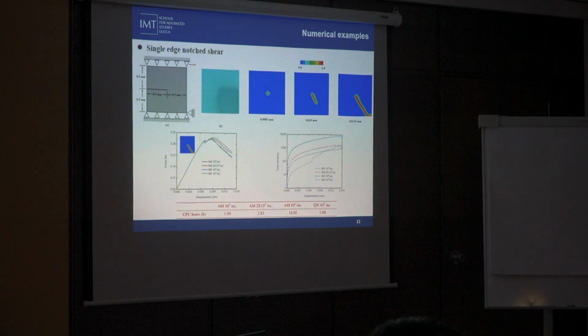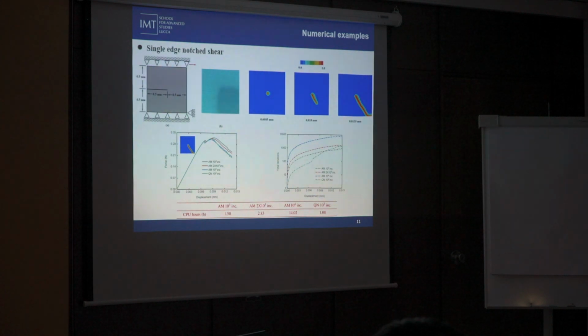As you can see, for the staggered scheme, it takes 1.5 hours, 2.83 hours, and 14 hours with 1,000 time increments, 2,000 time increments, and 10,000 time increments. While for the Cauchy-Newton monolithic solution scheme, it takes only around 1 hour.